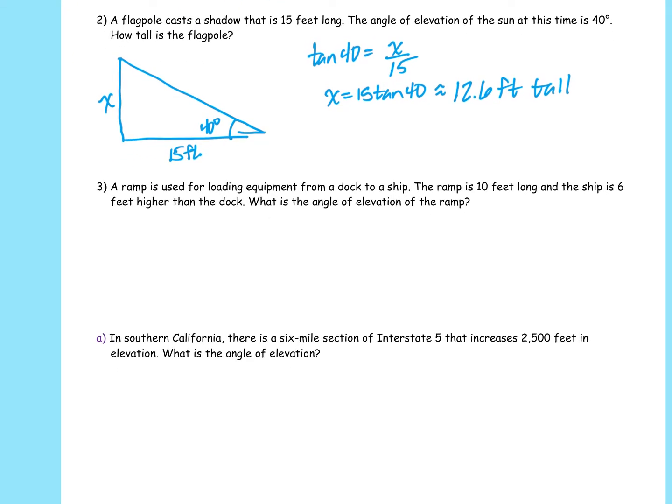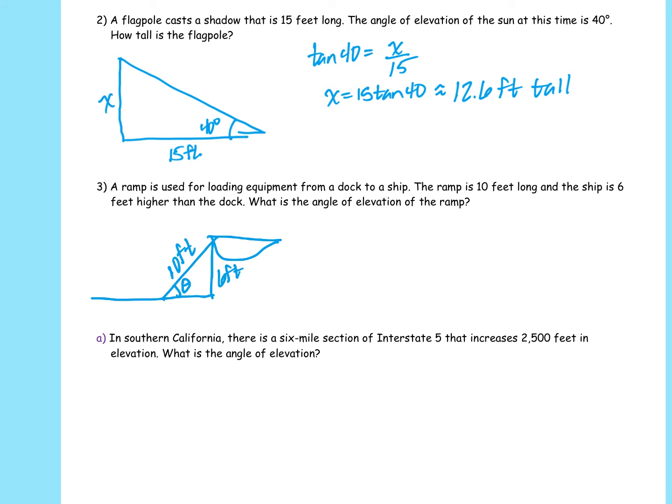A ramp is used for loading equipment from a dock to the ship. So here's the dock, here's my ship, and here's my ramp. Probably not right, but that's good enough. The ramp is 10 feet long, and the ship is 6 feet higher than the dock. So this is 6 feet. What is the angle of elevation of the ramp?